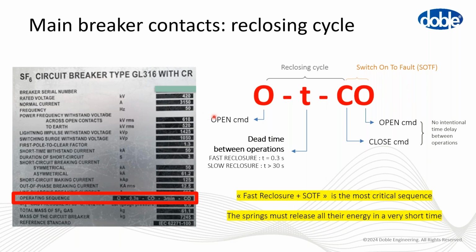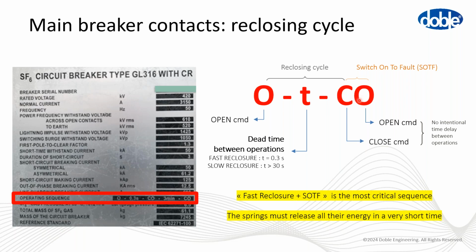So repeat again, you see the fault, you open the circuit breaker, wait some dead time that can be, in case of fast reclosure, 300 milliseconds, in case of a slow one, 30 seconds. Of course, the fast reclosure is the most critical. Open, wait 300 milliseconds, close again, and you see immediately the fault is not gone, so you open immediately again.